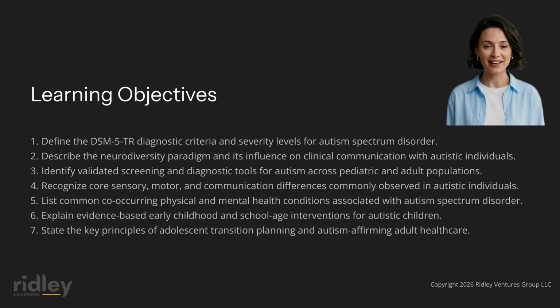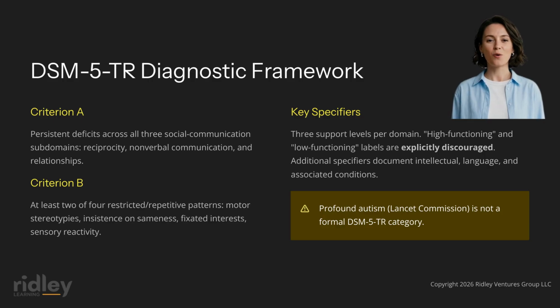With those objectives in mind, let's get started with our first module. Module 1 is titled Foundations, DSM-5-TR Criteria, Epidemiology, and Etiology. We'll begin with the diagnostic framework. The American Psychiatric Association's Diagnostic and Statistical Manual of Mental Disorders, 5th edition, text revision, referred to as the DSM-5-TR, defines autism spectrum disorder as a neurodevelopmental condition requiring persistent impairment in 2 symptom domains that are present from the early developmental period and that cause clinically significant functional impairment.